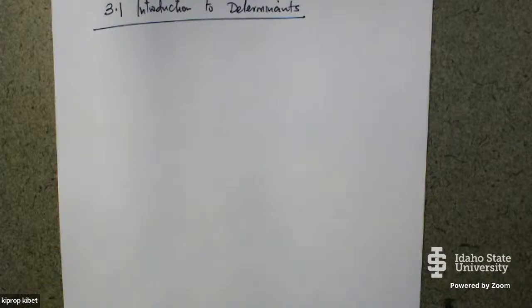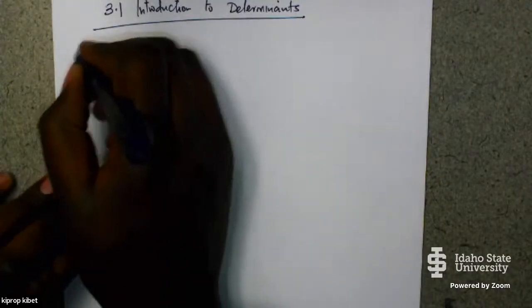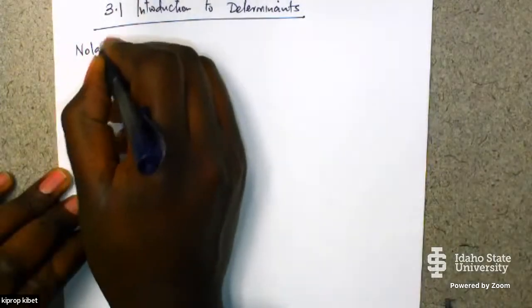So let's go to the next chapter, which is introduction to determinants. We had done the determinant of a 2 by 2 matrix. Now we want to do the determinant of more than 2. Okay, so let's start from the notation.